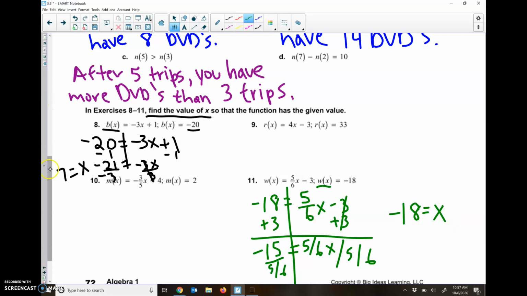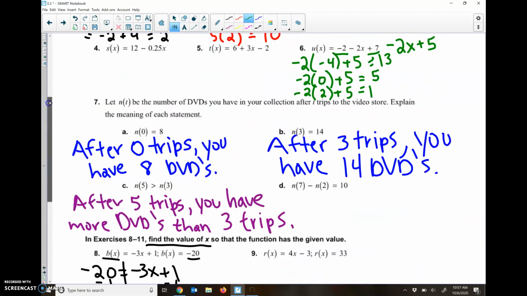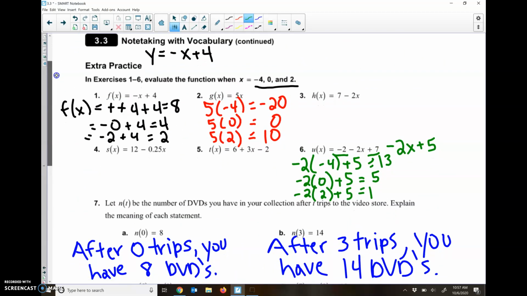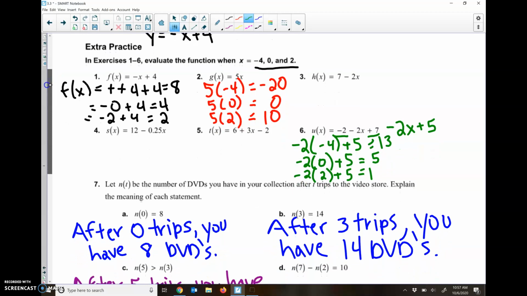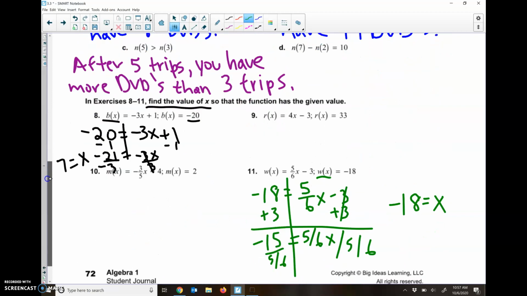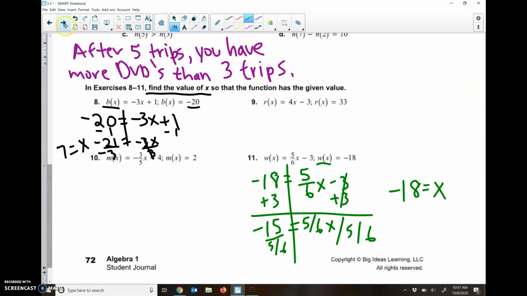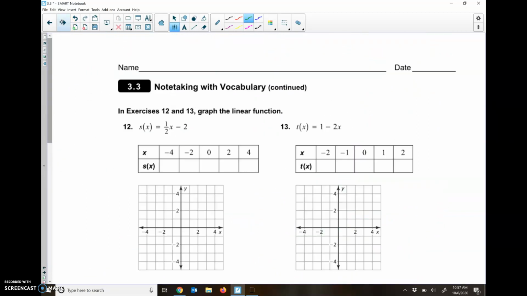Okay, so make sure we see the difference between 8, 9, 10, 11 and 1, 2, 3, 4, 5, 6. So again, one is giving us the X and we're solving for F of X or whatever. And the other one is giving us F of X and then we're solving for X.